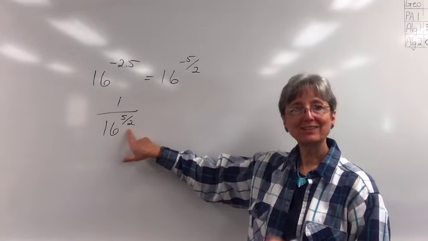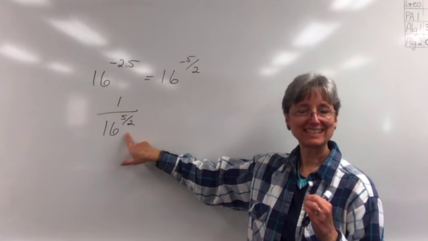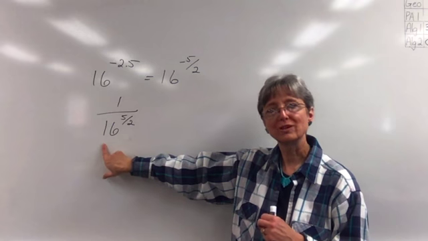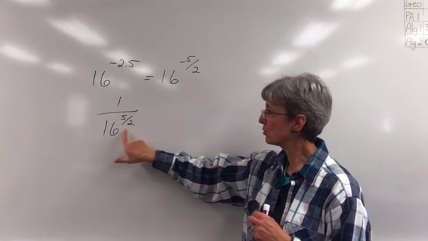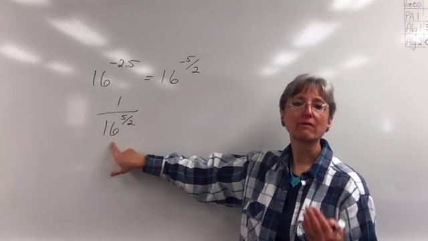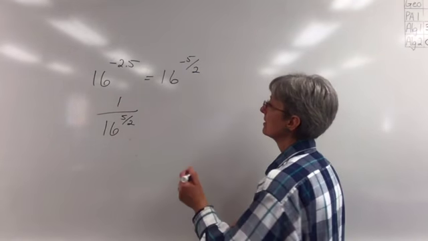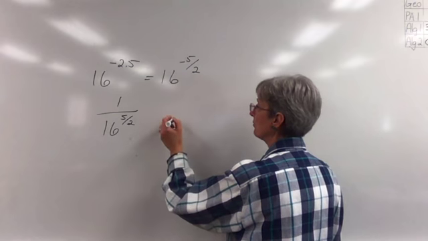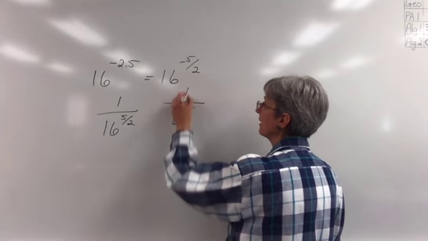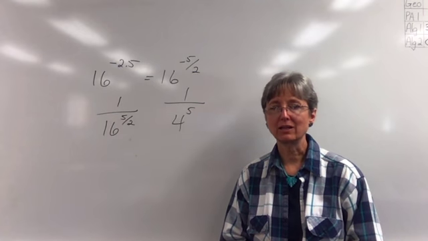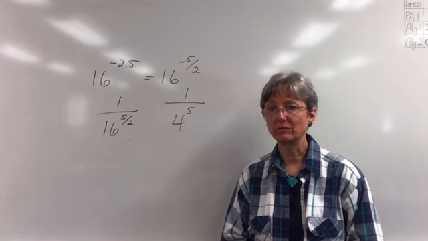This denominator is the root, isn't it? A 2 means a square root. What's the square root of 16? The square root of 16 is 4. So I can simplify that by going 4 to the power of 5. I don't know if I explained that in a way that's going to be really helpful.